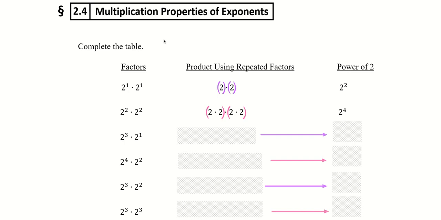There it is. So we have 2.4, multiplication properties of exponents. Let's jump right in.